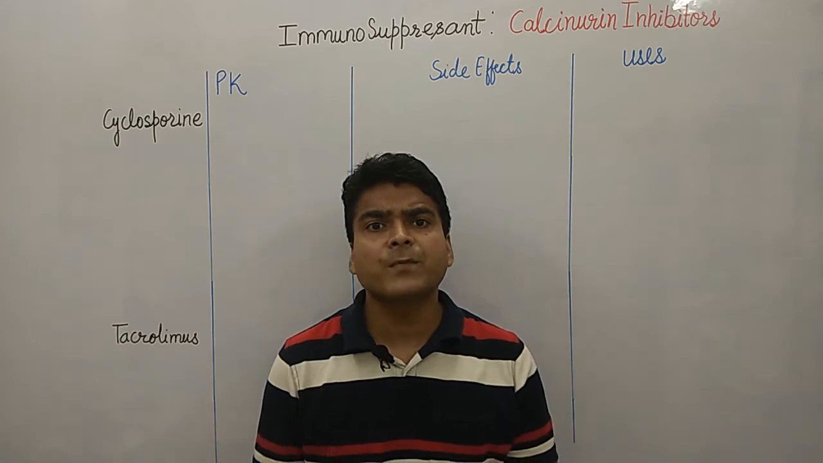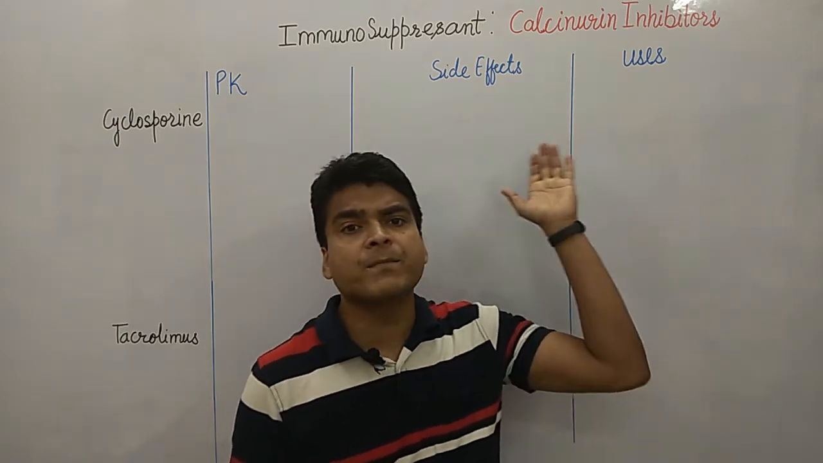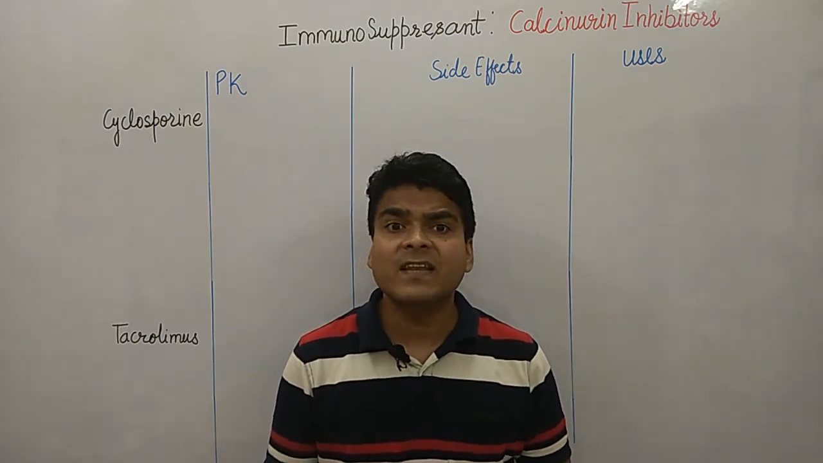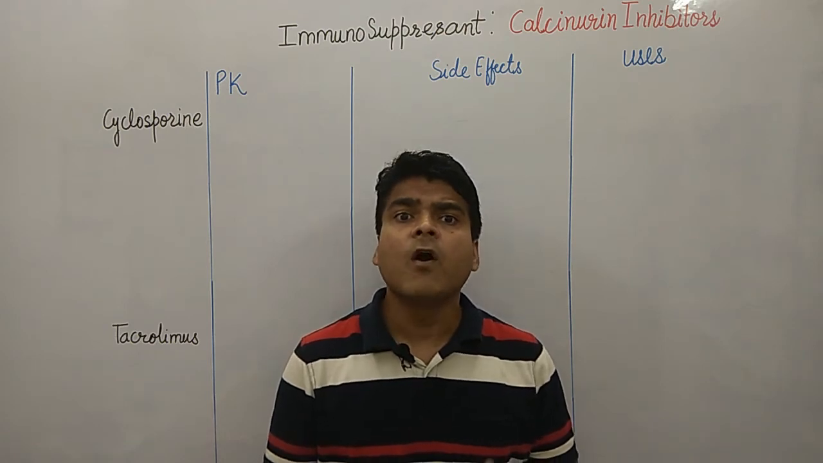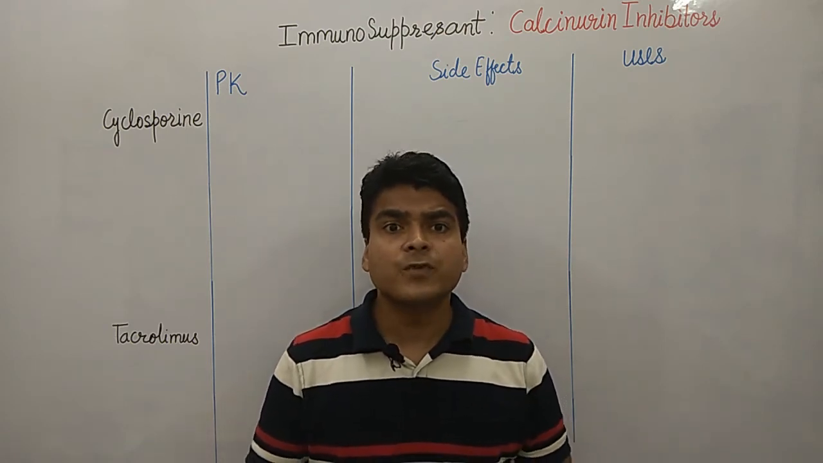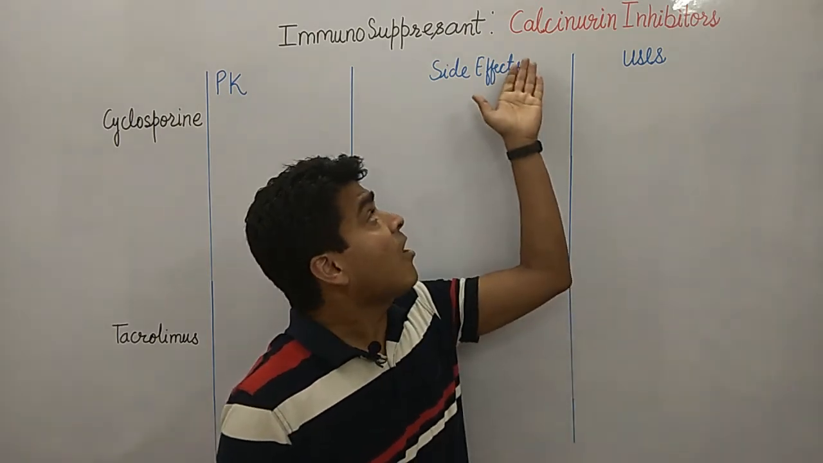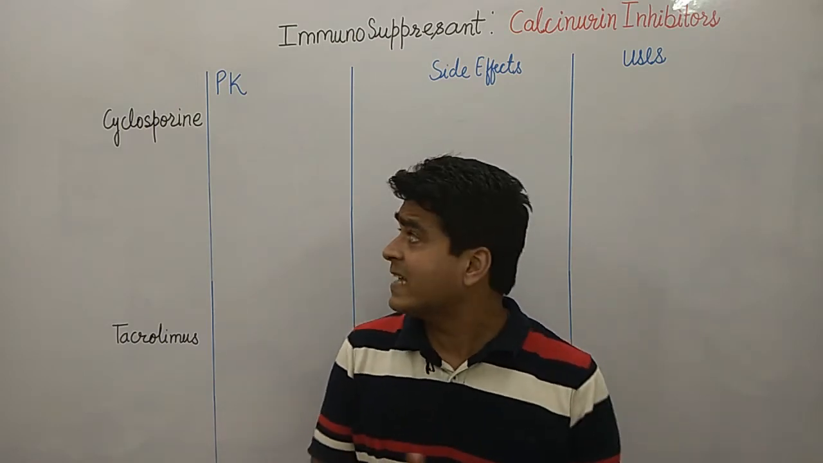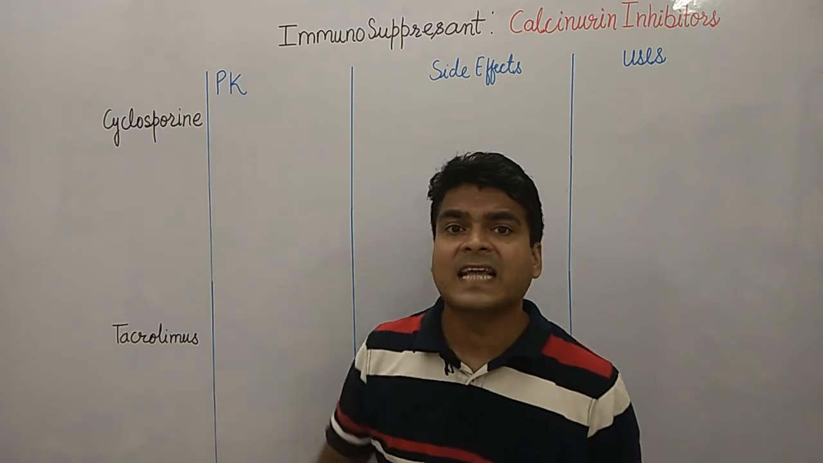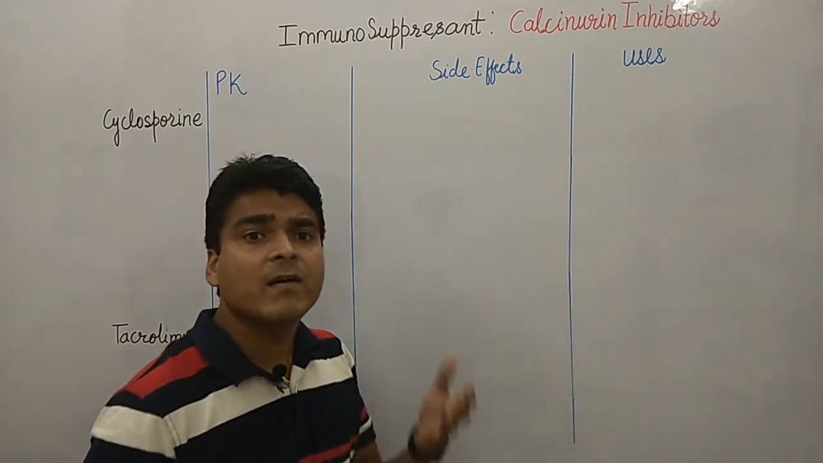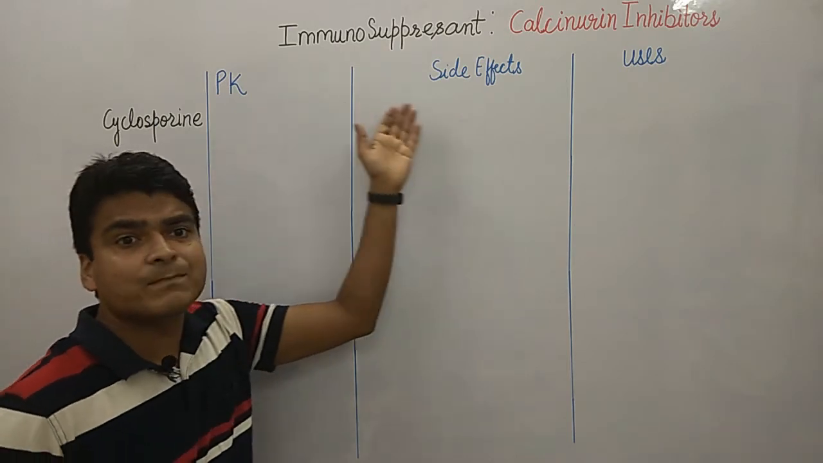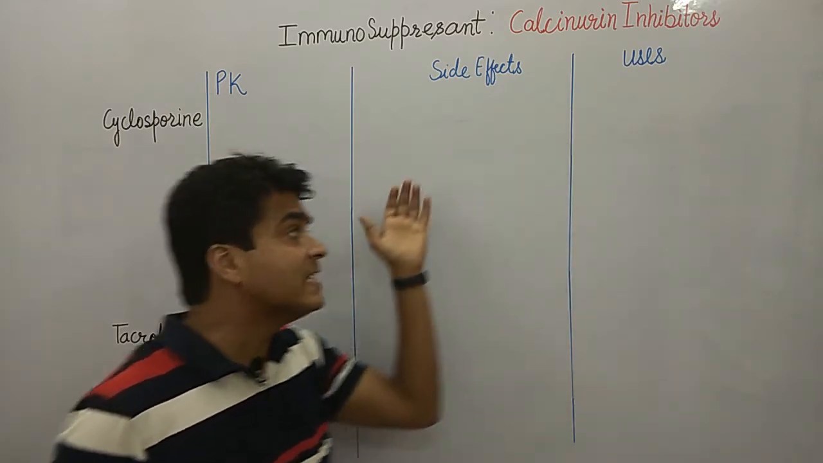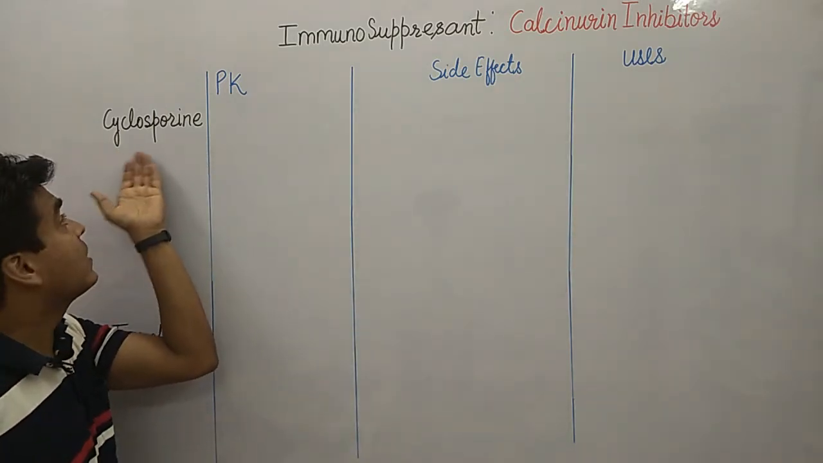Today we will discuss the immunosuppressant drugs, the calcineurin inhibitors. In earlier classes we already discussed the classification of immunosuppressant drugs as well as the mechanism of action of all kinds of immunosuppressant drugs. So today we will discuss the pharmacology of calcineurin inhibitors. There are two drugs: one is cyclosporin and the other is tacrolimus. We will discuss pharmacokinetic parameters, side effects, drug-drug interactions as well as clinical uses of these drugs. The first drug is cyclosporin.